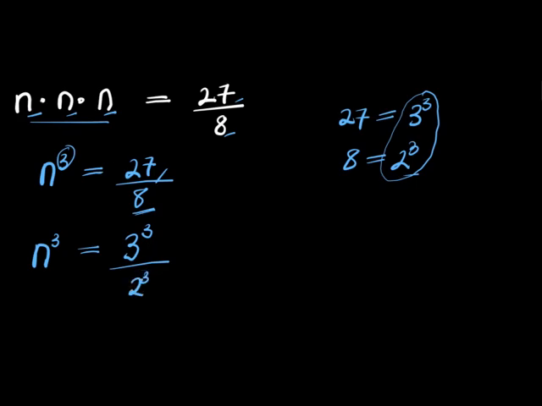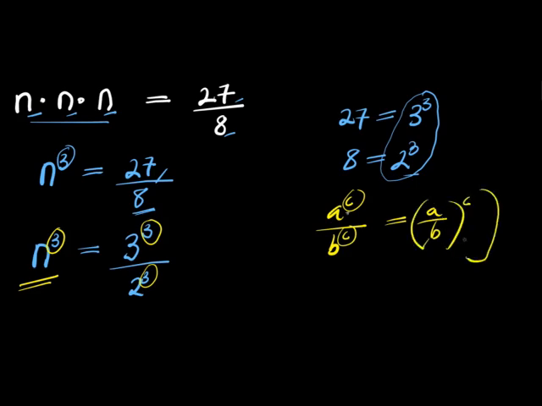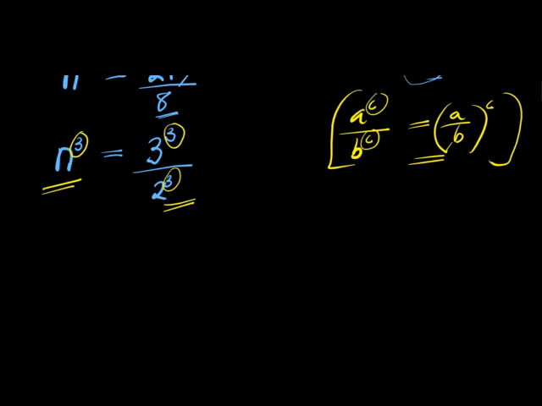Now, if you observe, this part of the equation has the same exponent as this other part of the equation. So you have 3 here and we have 3 here. Now, let's make use of this index law. If you have a to the power of c divided by b to the power of c, since the exponents are the same, we can easily have it as a divided by b, all to the power of c. So we can apply this identity right here. That means what we are going to have here is n to the power of 3 equals 3 divided by 2, all raised to the power of 3.